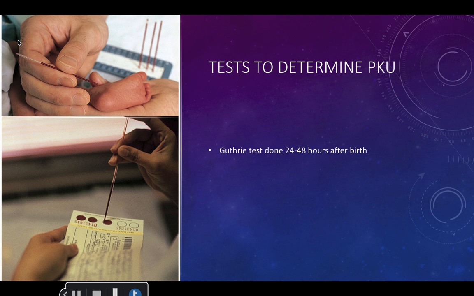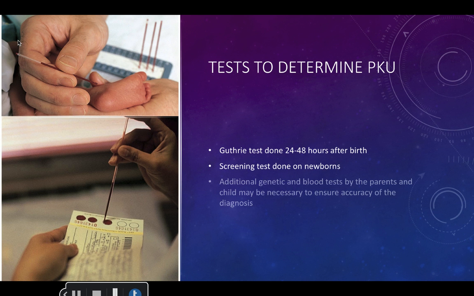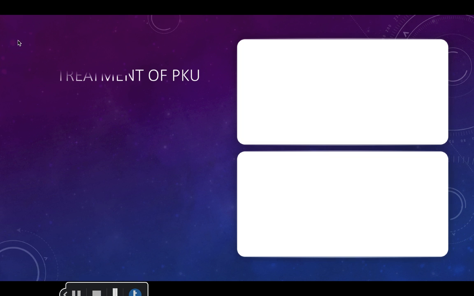After incubating the Guthrie cards overnight, the diameter of the growth zone around the disc is compared to that of a control disc to which a known quantity of phenylalanine was added. This allows one to estimate the amount of phenylalanine present on the test card. If levels are found to be too high, additional genetic, blood, and urine tests by both the parent and the child ensue to confirm the diagnosis.